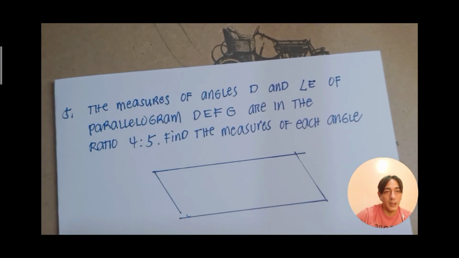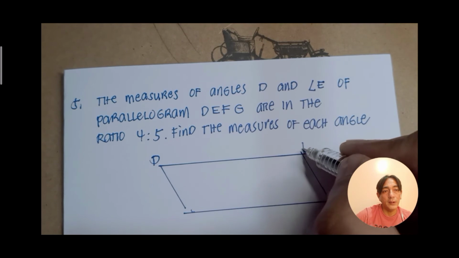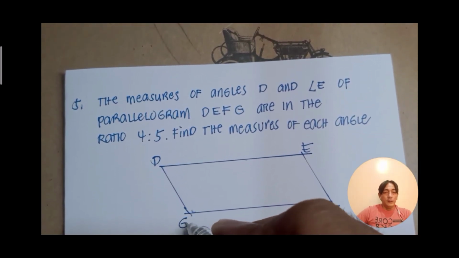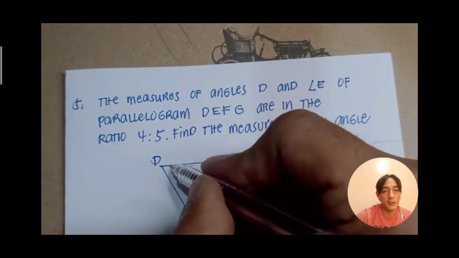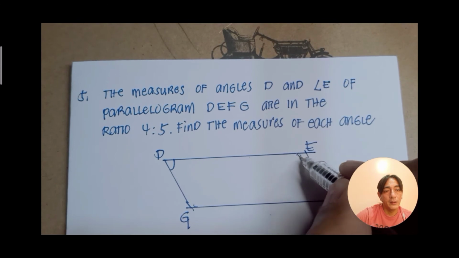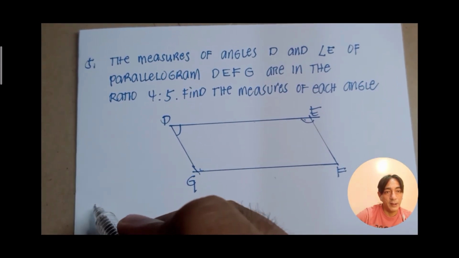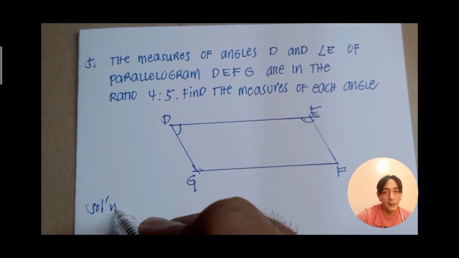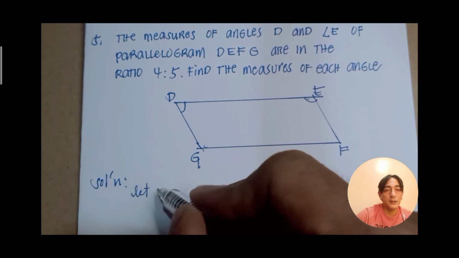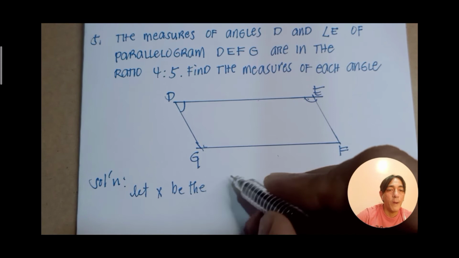Okay, so, mas malaki yung angle na E. Ilagay natin sa acute angle yung D, tapos E is the obtuse. Ayan. Okay, so this is angle D, angle E. Relation nila is 4:5. They are supplementary kasi magkasunod sila eh. So they are supplementary. So let x be the common factor between the two angles.